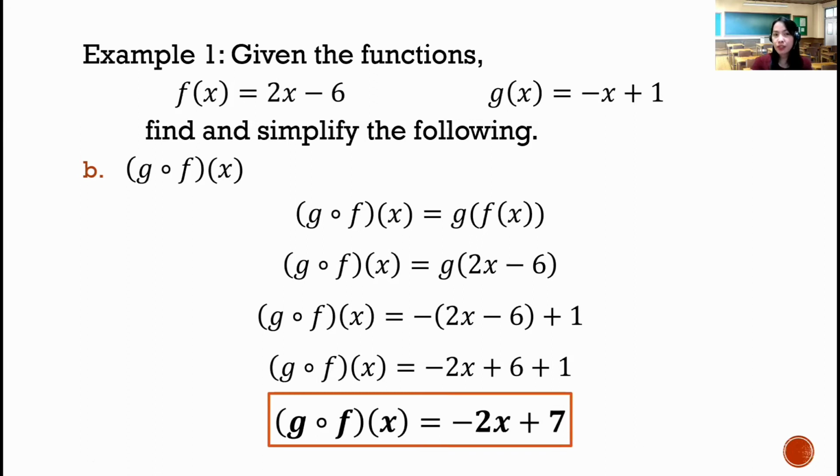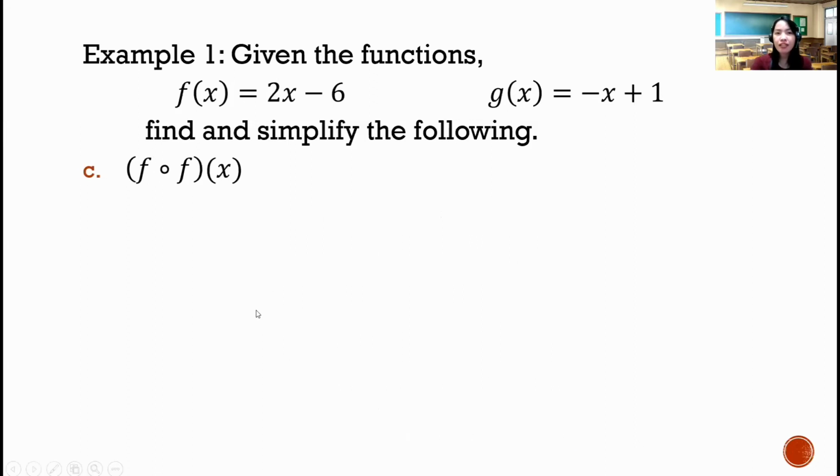For example 1, letter C, we have the given functions f of x and g of x, same values. And we're going to find and simplify the following. The composite function given is f of f of x. Kung mapapansin ninyo, yung function na given na dito sa letter C ay f of f of x. Parehong f of x. So from the definition, that is equal to this symbol. Kung mapapansin ninyo, yung nasa loob ng parenthesis ay ang function na f of x.